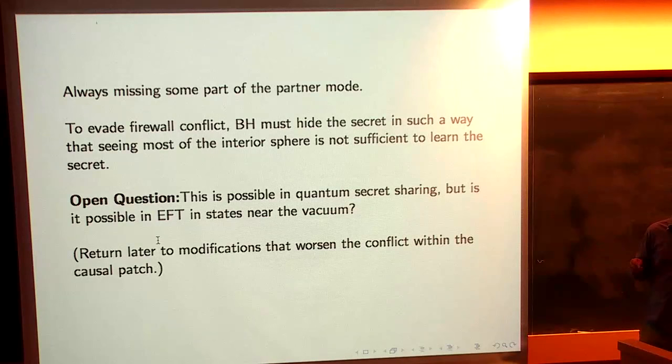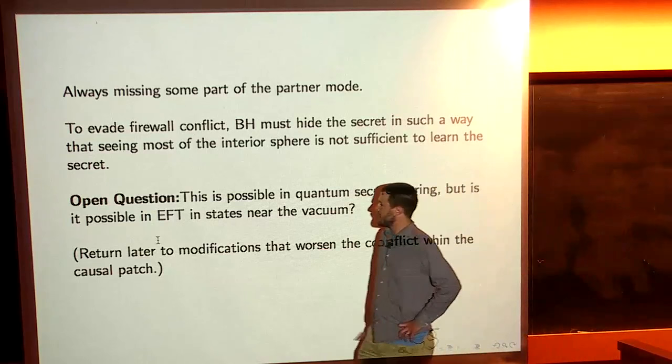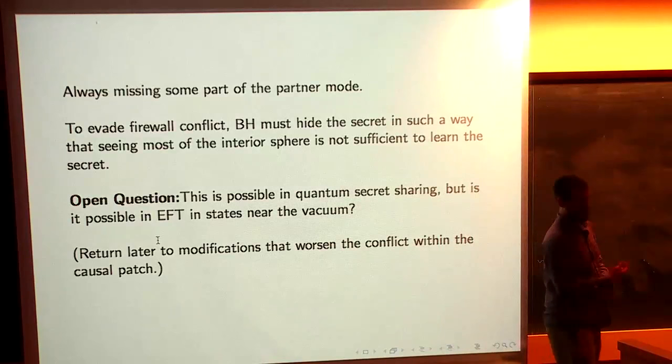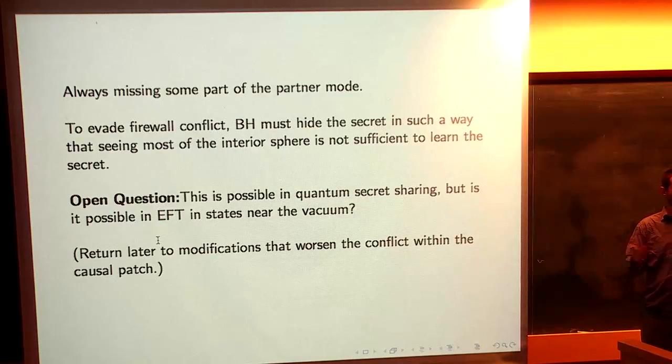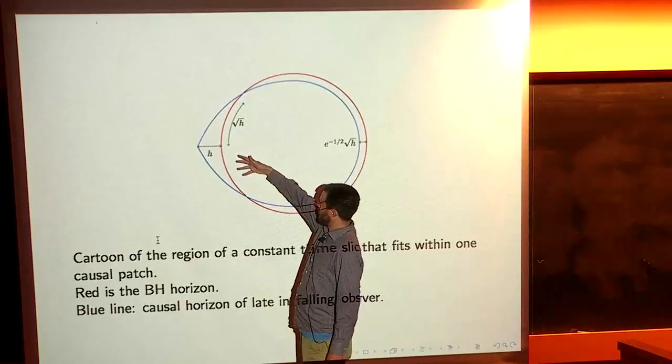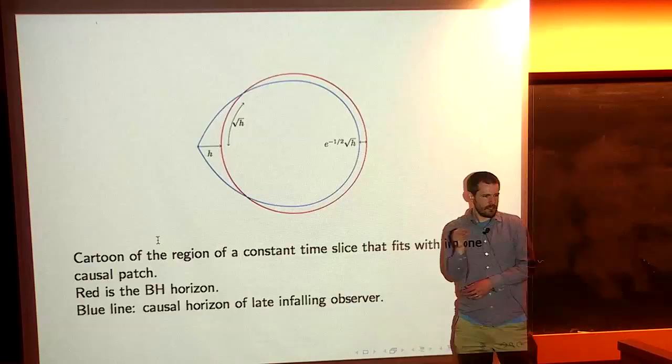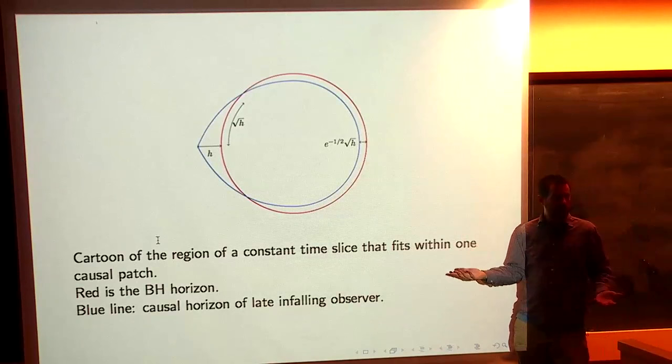Now, that's something you can do in quantum secret sharing, but it's not really clear, and that's one thing that I want to think about. It's not really clear whether this is consistent with our usual picture of effective field theory in states near the vacuum. Okay, so at the level of qubits, you can do this. So a simple thing you can figure out here is that if you think of tiling the Rindler region with one qubit per thermal wavelength, you'll see that you're always missing at least one qubit. In fact, a relatively large number of qubits, but not a large fraction of the qubits.